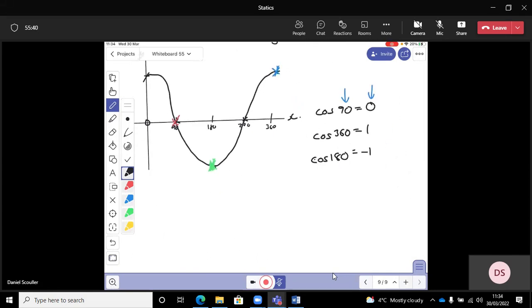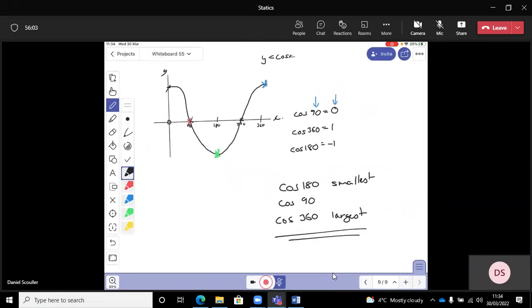So if we're doing that from smallest to largest, okay, cost 180 is your smallest. Okay, then it goes to cost 90, then cost 360 is your largest. Okay, so that's question 10, and we just have to know our trig graphs. What is the shape of a sine graph, and where are the milestones? What happens every 90 degrees?